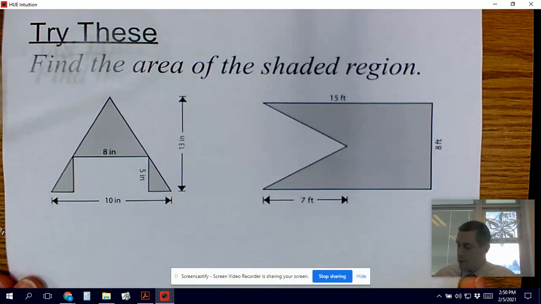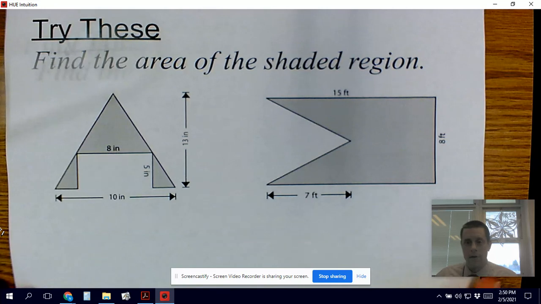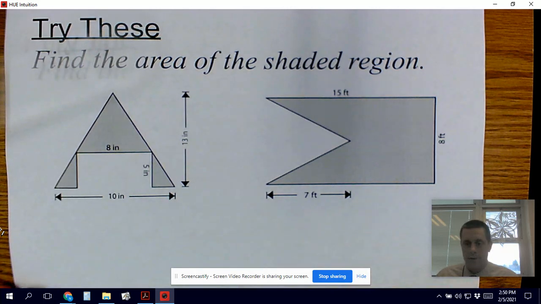Okay, boys and girls, I got 2 for you to try on your own. Go ahead, pause the video, find the area of each shaded region. When you're done working, go ahead and resume playing to check your work to see how you did.